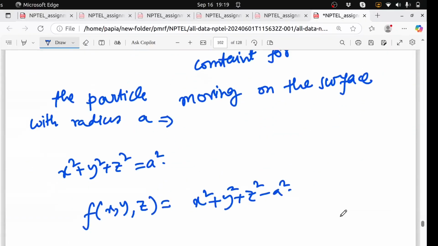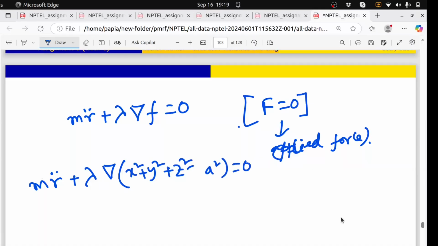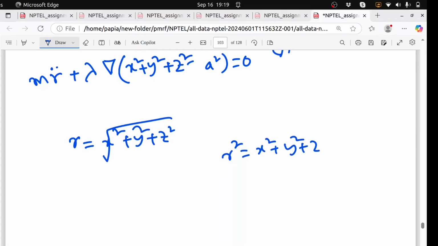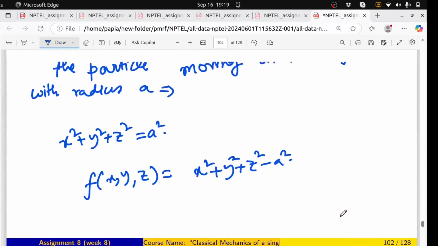So we can see that m r double dot plus lambda grad of x square plus y square plus z square minus a square equals to 0. Now I can also see that r is the square root of x square plus y square plus z square. So r square will be x square plus y square plus z square. So we can definitely write it like m r double dot plus lambda grad of r square minus a square equals to 0.